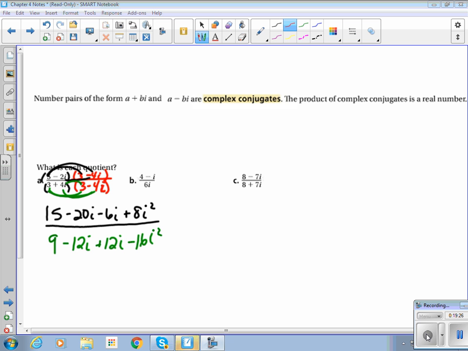So I'm going to combine. My 15 right now doesn't have a number that it's going to combine with. Negative 20i minus 6i is negative 26i. And I'm going to replace the i squared with a negative 1. Then I'm going to deal with the denominator. Right now 9 doesn't have anybody to combine with, so we're just going to rewrite it. Negative 12i plus 12i is 0, so they combine to equal 0. And I'm going to replace the i squared with negative 1. All right, let's take this thing home.